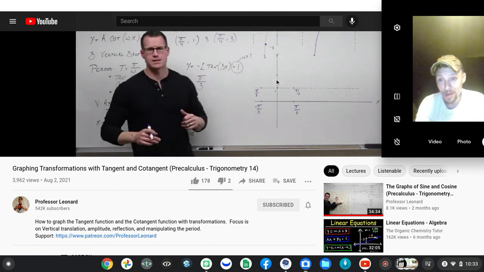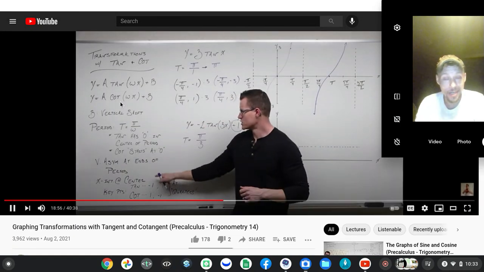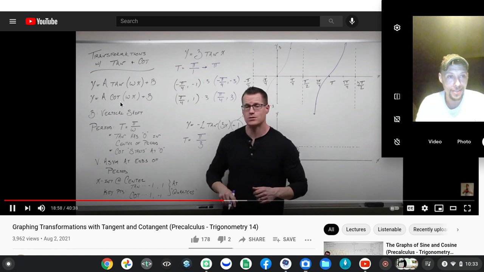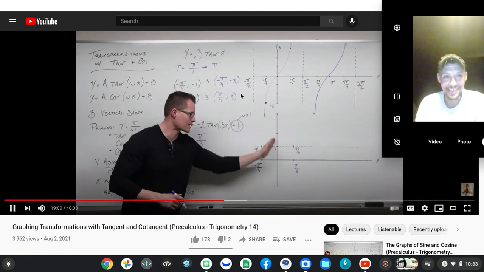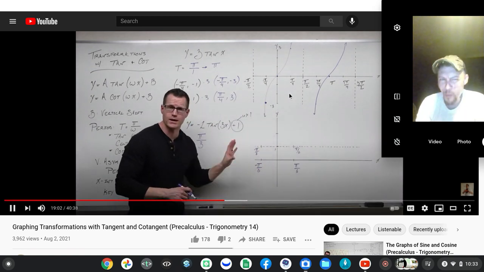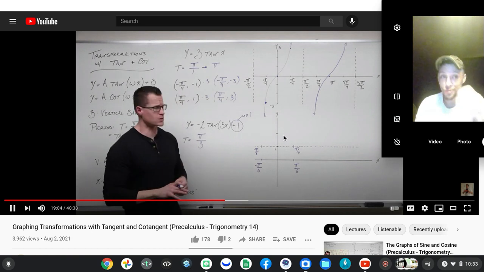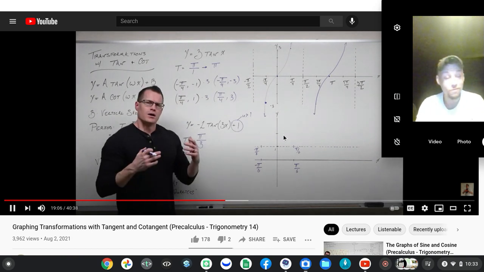It's centered at 0. Now, tangent has the 0 at the center of that period, and that's exactly what we have. We have not shifted this left or right. This does not have a phase shift, so that's great.